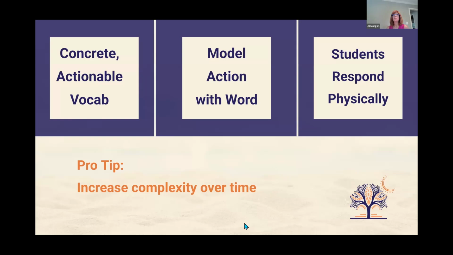Increase the complexity over time. So maybe your word is runs and students have to act like they're running. Well, you can increase the complexity. They can run slowly. You can do it with emotions. They can run romantically, whatever that means. They can run sad. They can run happy. They can run fast. So you increase the complexity over time. Once they have the base down, then you have the basis and you can build.